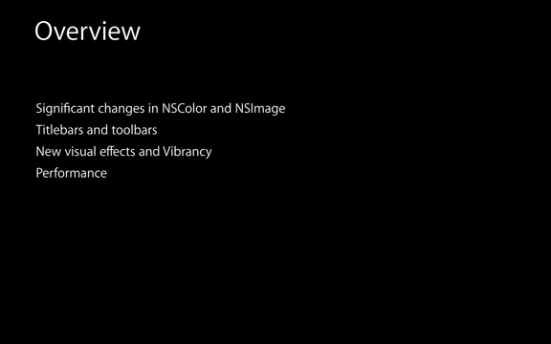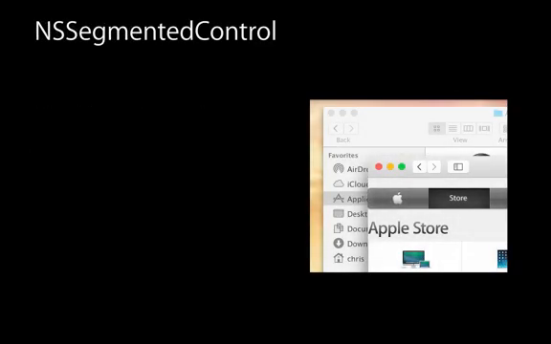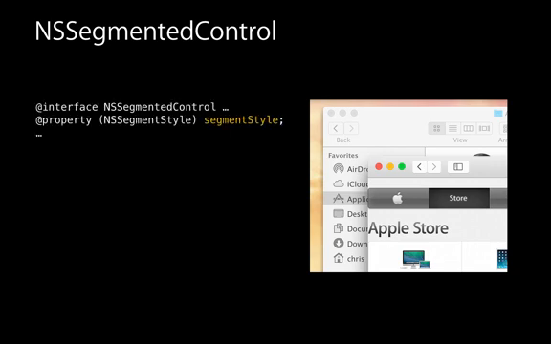So to begin reviewing our oldie but goodie APIs, this is NSSegmentedControl in Yosemite. You'll notice we have Finder in the background in this picture, Safari in the foreground, and these are the back-forward controls, and these are separate elements now. But they're not actually separate NS controls. This is the same NSSegmentedControl as always. We just configured its segment style property with a new value.